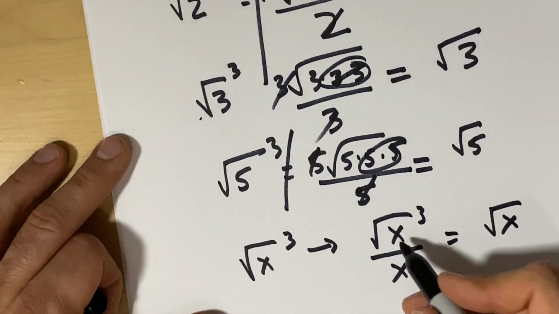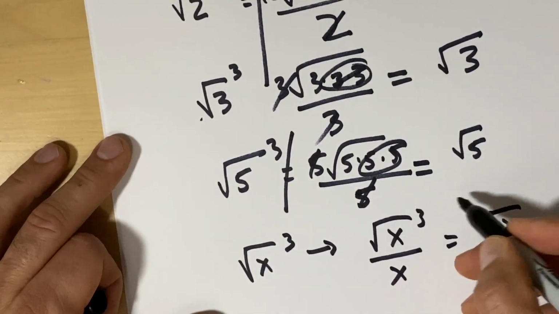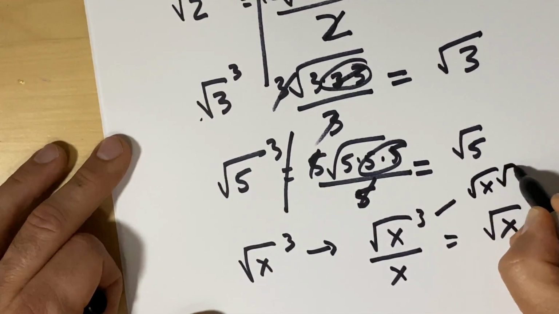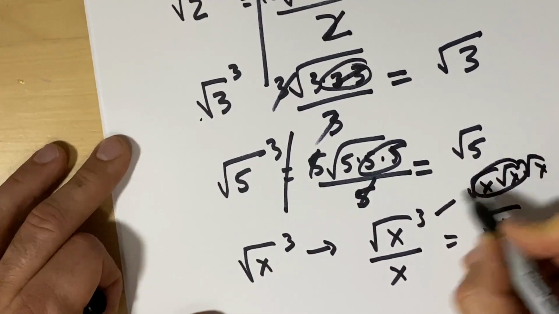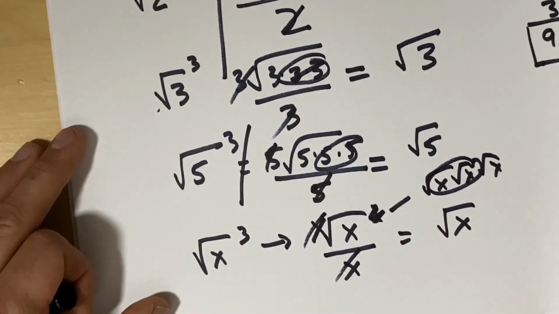Yes, of course, because square root of x to the third power means square root of x, square root of x, square root of x, and two of them become a whole number. So you really just have square root of x.